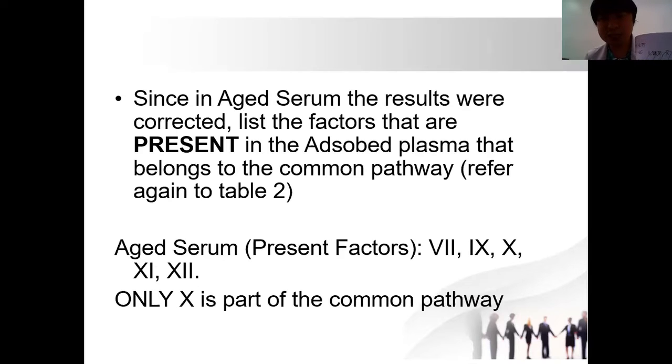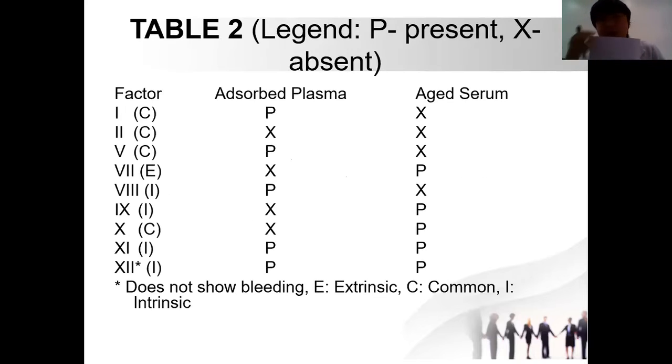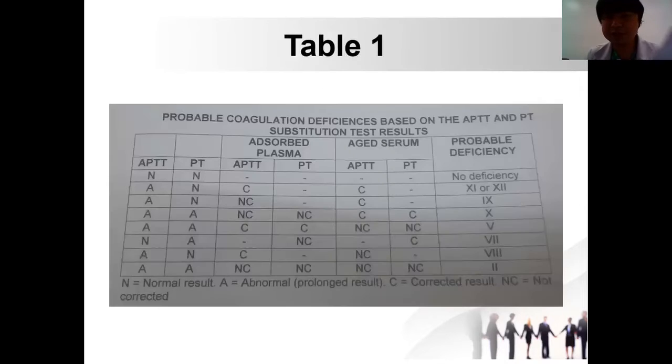So, okay, let's check using table number 1. In your table number 1, you have it here, factor 10 deficiency. So you have an abnormal APTT and abnormal prothrombin time, but in the adsorbed plasma, they are both not corrected, while in the APTT and PT of the age serum, they are corrected. Therefore, factor 10 is present in your age serum. That is why the patient's result became corrected, because it substituted what is lacking in the patient.